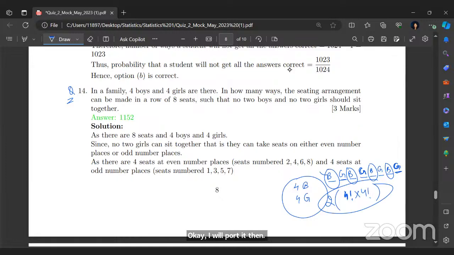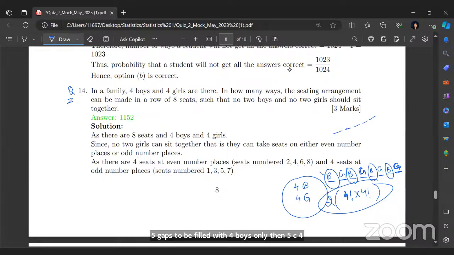There was a word, ma'am, and we solved it by using the gap method. That's what he's asking, why we didn't use the gap method here, like 5C4 into 4 factorial. 5 choose 4. Means 5 gaps are there between 4 girls, and we have to choose 4 boys out of that. 5 gaps to be filled with 4 boys only. Then 5C4 into 4 factorial.